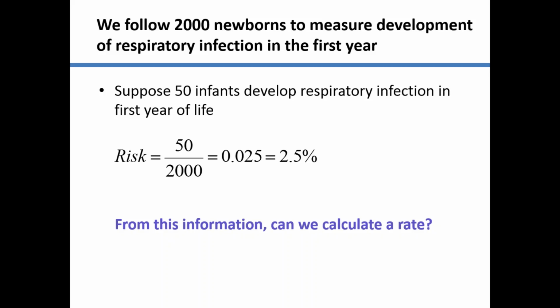Because what we're missing is we don't know the person time here. We don't know when those 50 people got the outcome. If they all got it on day 1 of follow-up, they contribute pretty much nothing to the total person time. If they all got it on the last day, that's an extra 50 years of person time. So we're missing information about when events occurred, and we're not able to calculate a rate precisely.